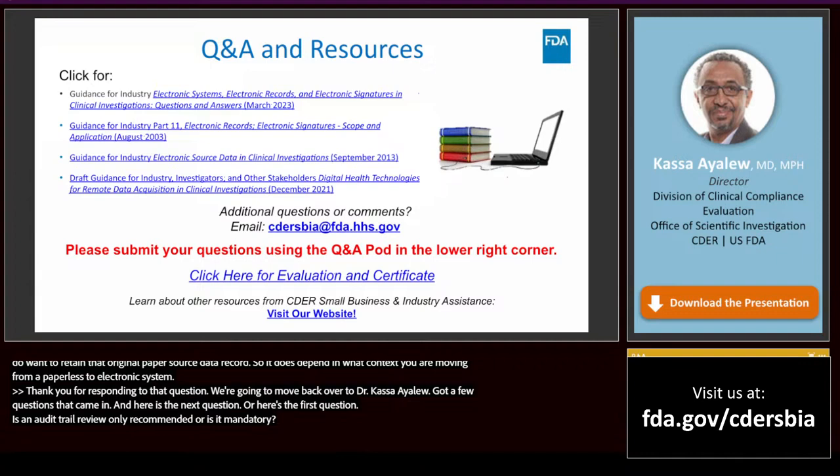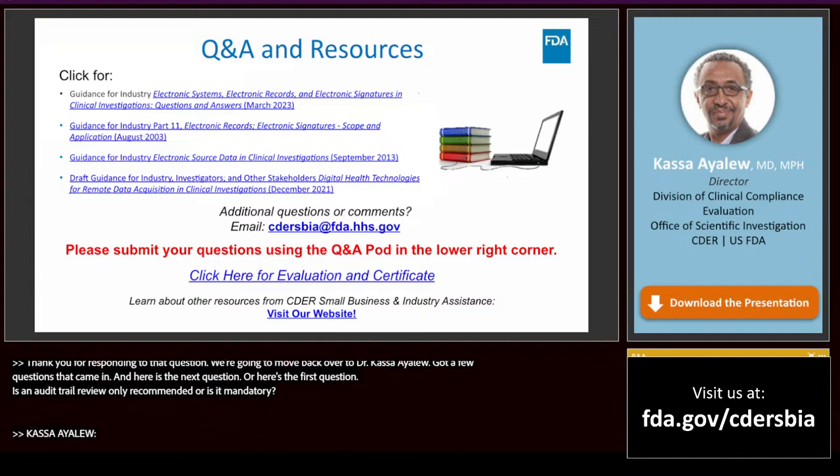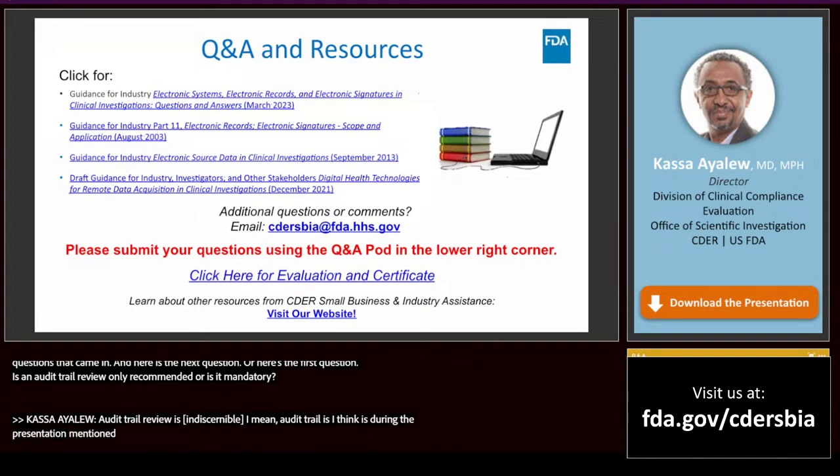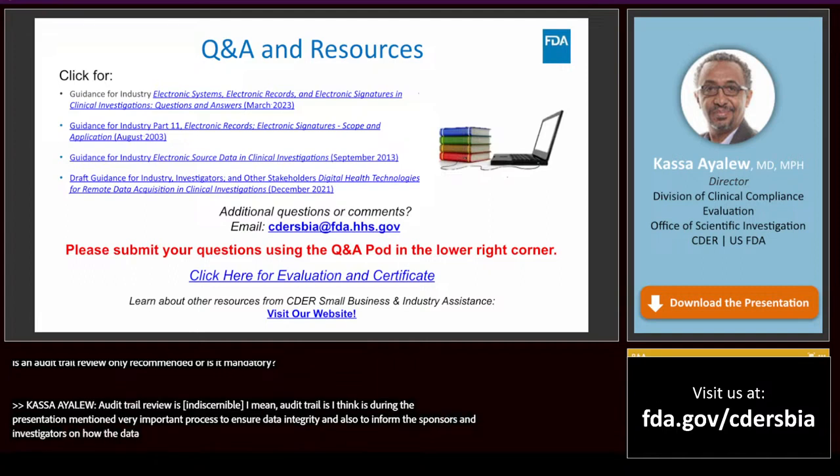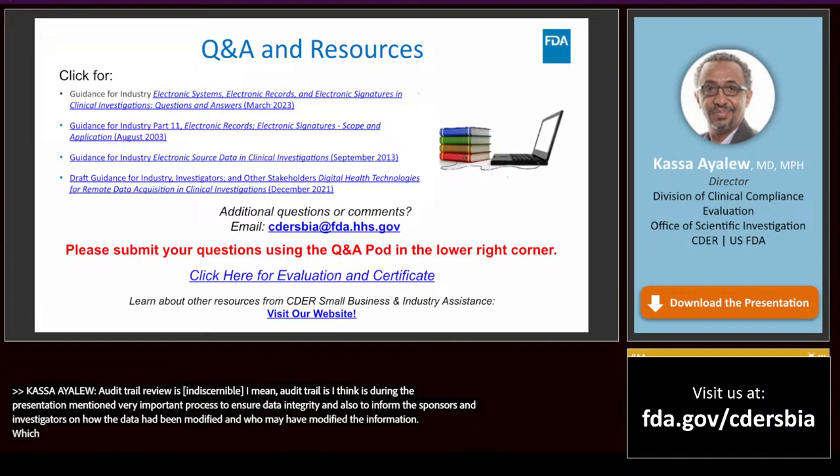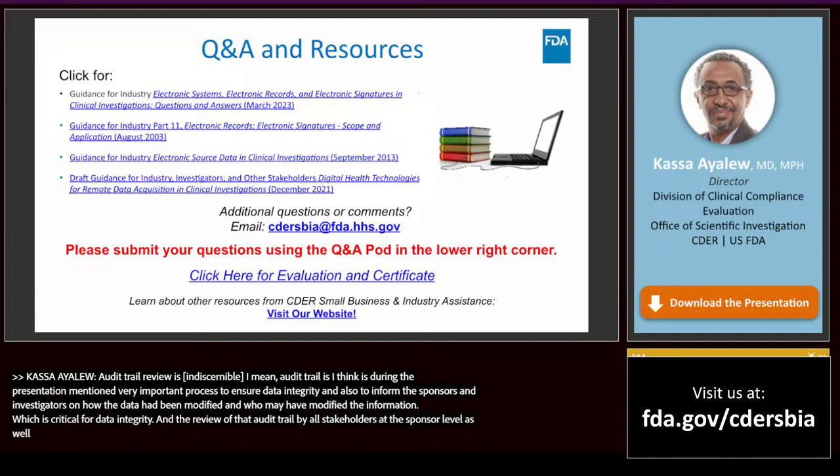Audit trail review is recommended, and as I think was mentioned during the presentation, audit trail is a very important procedure to ensure data integrity, and also to inform the sponsors and clinical investigators on how the data had been modified and who may have modified the information. Therefore, it is critical for data integrity, and the proper review of that audit trail by all stakeholders at the sponsor level as well as the clinical investigator level is paramount.